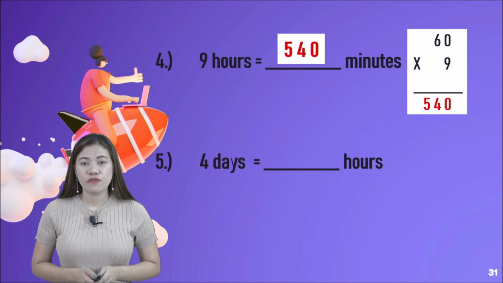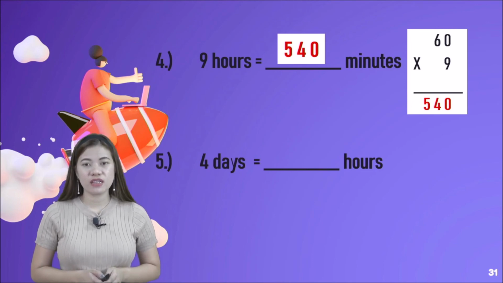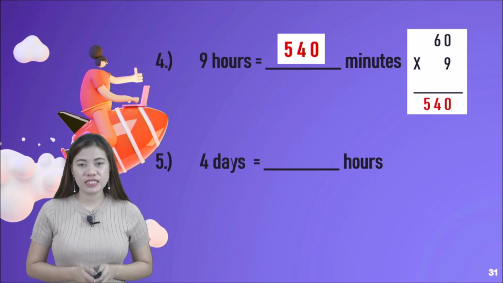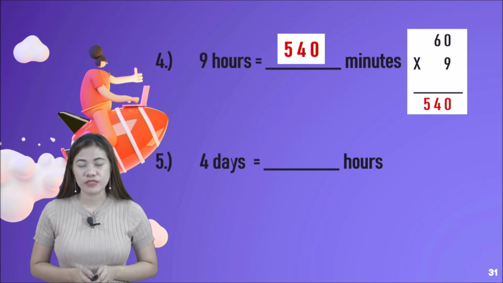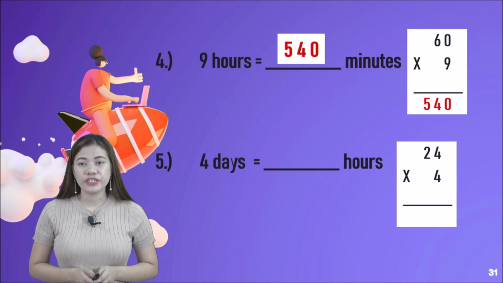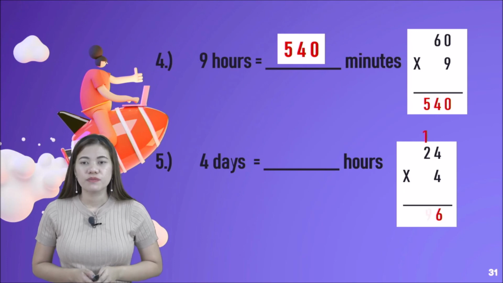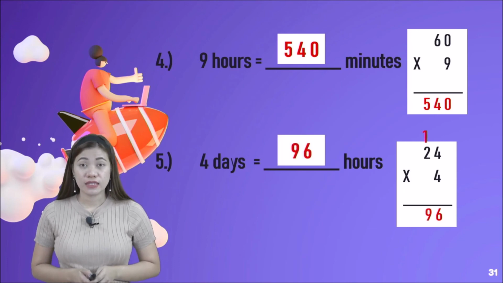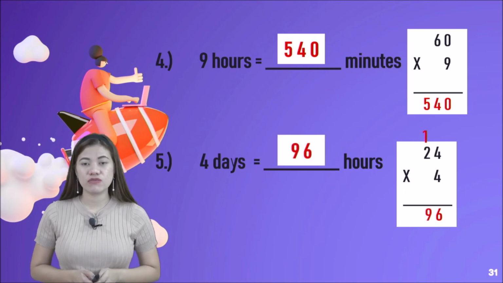Next, 4 days is equal to blank hours. So here we will just multiply it. 24 times 4 is equal to 96. So 4 days is equal to 96 hours.